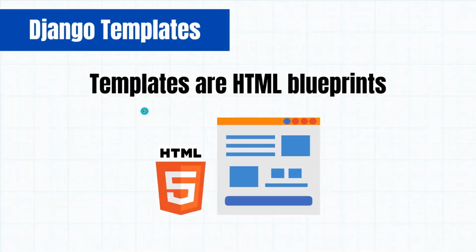And that's all that Django templates are. They're HTML blueprints. So they'll be very similar to HTML files. They will actually be .html files, but Django will do a little bit of processing before they get sent to the user, and the final output will be a pure HTML file.